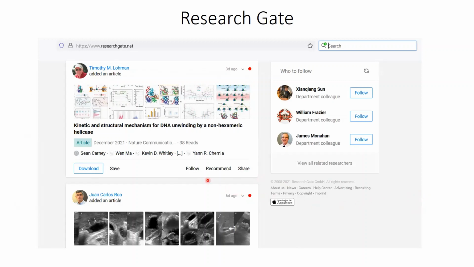And so this, Tim Lohman is a faculty in my department. And so he's on there. So whenever he publishes a new paper, it comes up and I can see it. So I kind of like that.